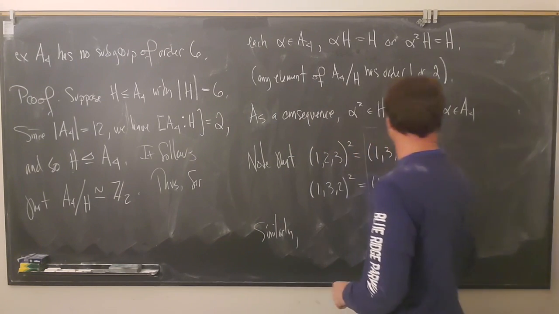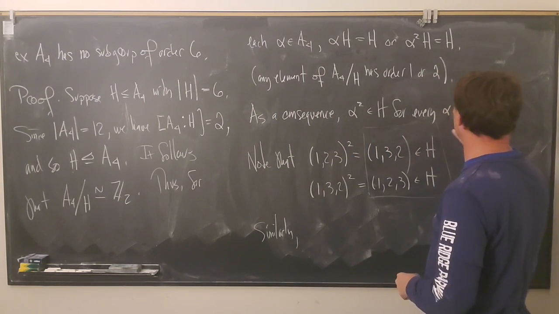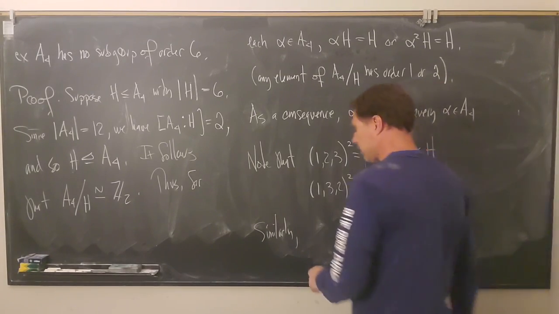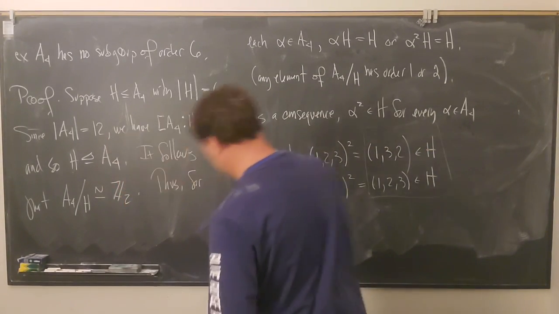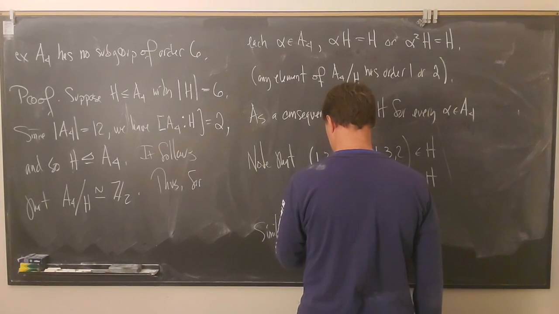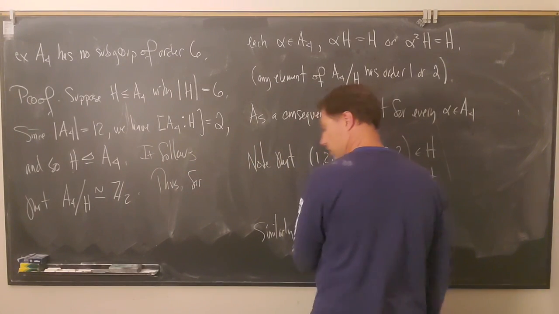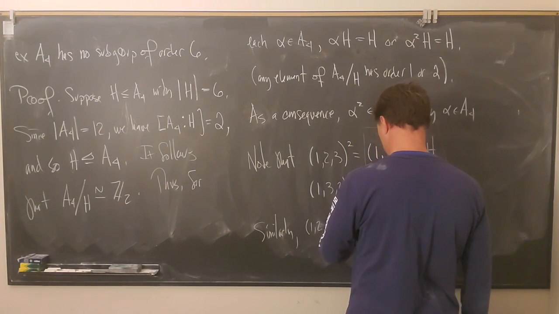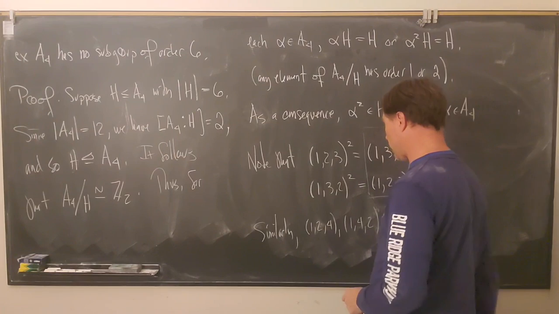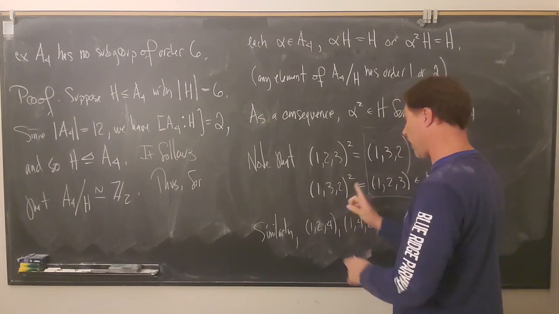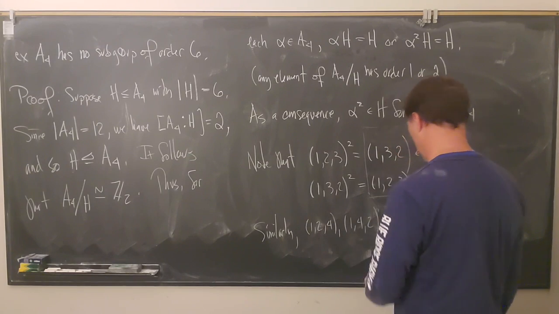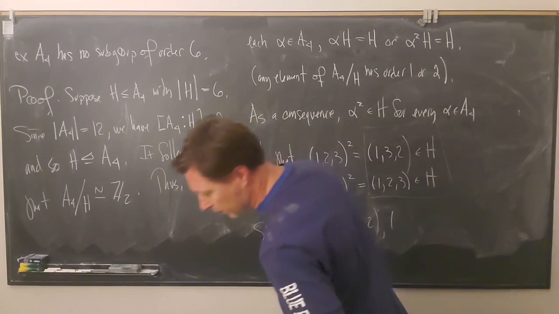So what this means is now every time I take an element of A4 and square it, that element has to be in H. So similarly, and I'm just going to write down this list: 1, 2, 4, 1, 4, 2. Each of these are squares, right? 1, 2, 4 squared is equal to 1, 4, 2. 1, 4, 2 squared is equal to 1, 2, 4. And I'm going to keep going down the list.